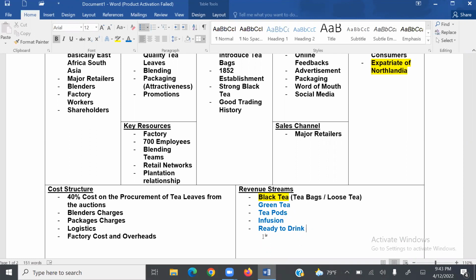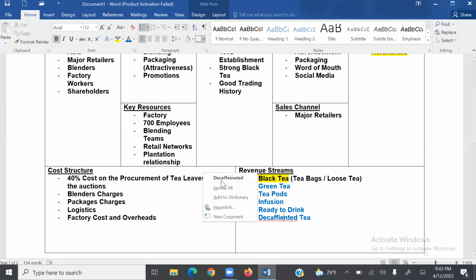And then can you remember decaffeinated tea? Yes or no? Yes, sir. Decaffeinated tea can be one thing where you can reduce the caffeine content. And then one more thing, health tea. We can also introduce health tea. So many teas are there, like Ayurvedic tea or herbal tea. So I'll write down here herbal tea. So it's a consideration of a new revenue stream.